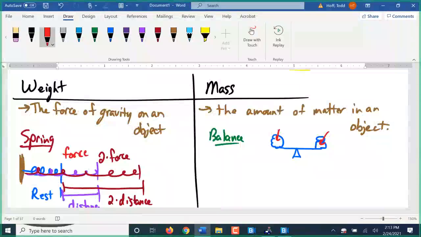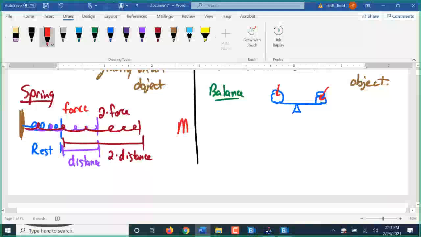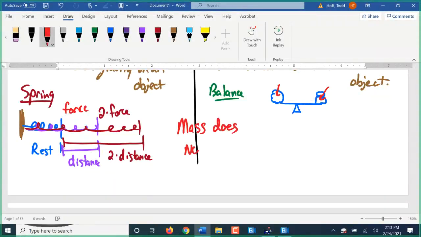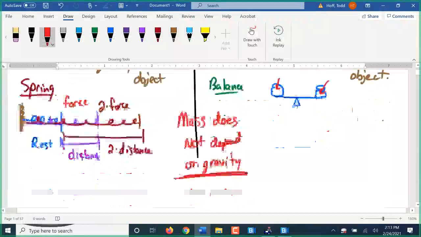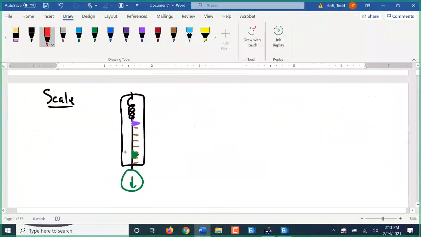All right, so why is that such a big deal, such a big difference? The big difference is mass does not depend on gravity. What do I mean by that? Well, let's say we go to the moon. On the moon, gravity is about 1/6 of what it is on the Earth. Looking at my scale here, that would only pull 1/6 this far. So it would be like this. So the weight would be 1/6 of the weight.